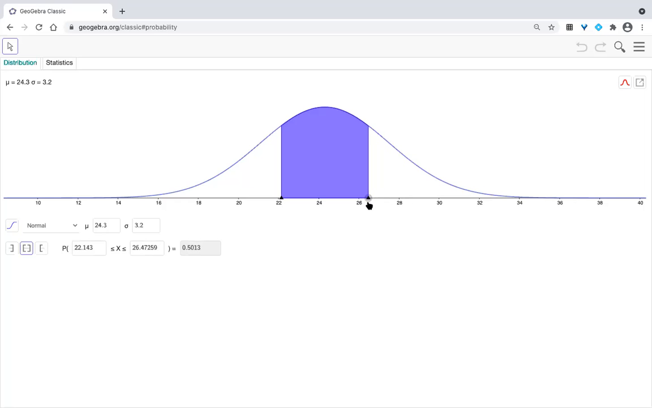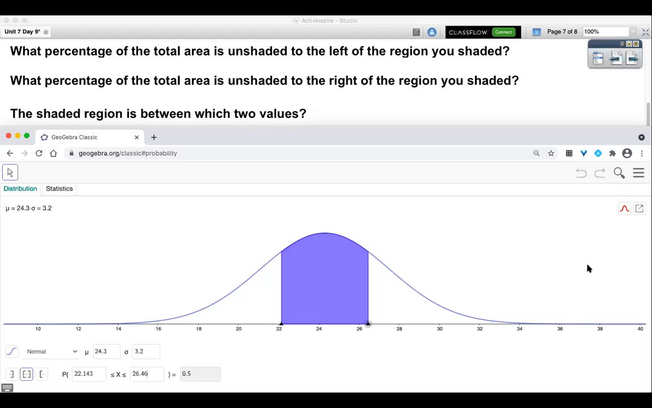Okay, I'm going to fix that up in just a second, but what we're going to do is use this one more time to answer those questions about the percentages of the shaded and unshaded regions. So let's go ahead and get started with that. Okay, so you should see the questions as well as the probability calculator on your screen now.